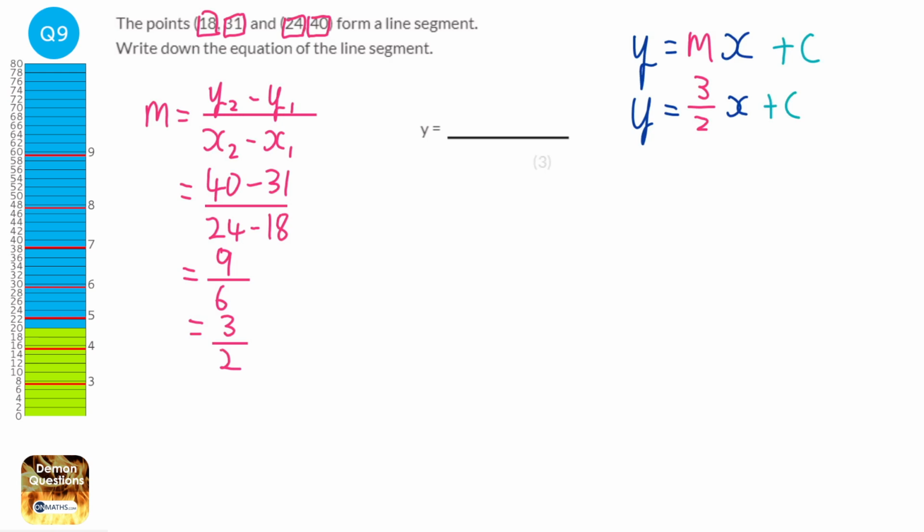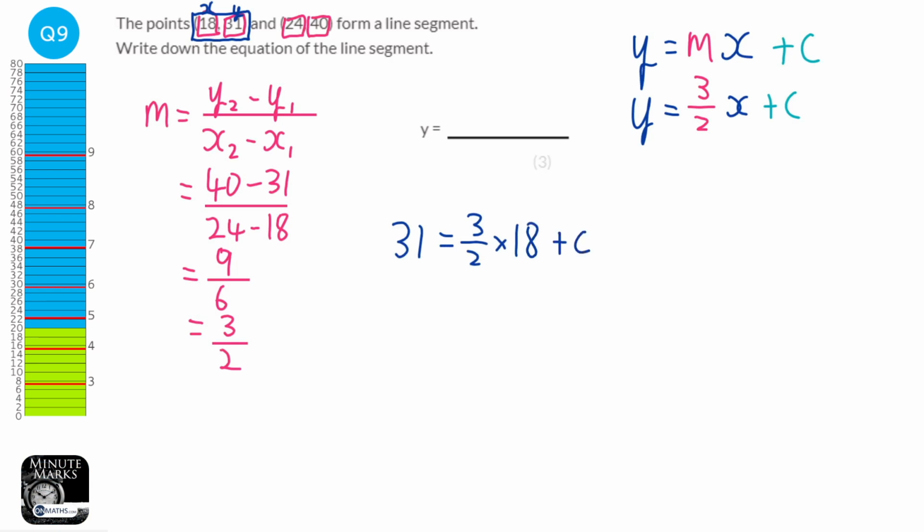So what we can do is have a look at the first coordinate. For the first coordinate, we've got an x and y coordinate, so we know what x and y are. So what I'm going to do is write out the equation I've just written out, but instead of writing y, I'm going to write in 31. Instead of writing x, I'm going to substitute in the 18. So it's going to be 31 equals 3 over 2 times, and the x component was 18 for our first coordinate, and then we've got the plus c.